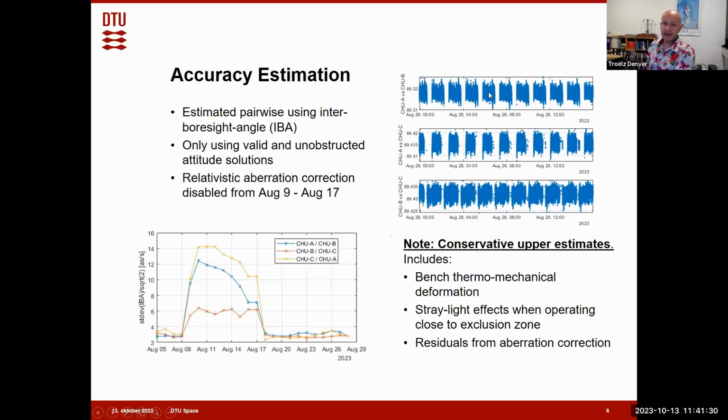But anyway, looking at the variation of this inter-boresight angle over time, I can get a conservative estimate for the accuracy of the star tracker head. I say conservative, upper estimate, because this is everything included. This is also deformation of optical benches from heating of the star trackers. It includes daylight effects when we are just close to the exclusion cones. And it also contains residual from aberration correction.